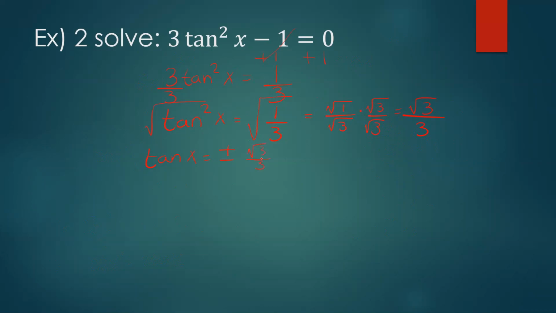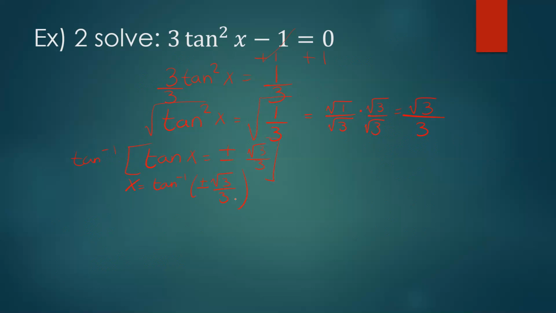radical 3 over 3. And if you can stop here, some people already know where this is going to give you tan of plus or minus radical 3 over 3. Or you can take the inverse. If that confuses you, take the tan inverse of both sides. So this would be x equals tan inverse of plus or minus radical 3 over 3, right?